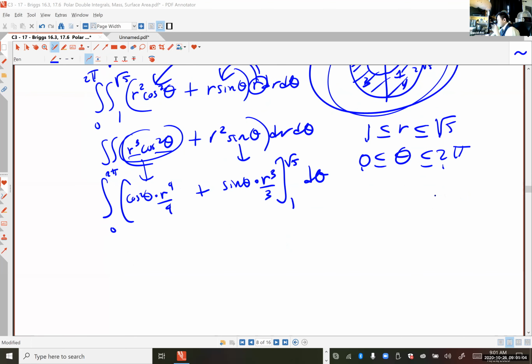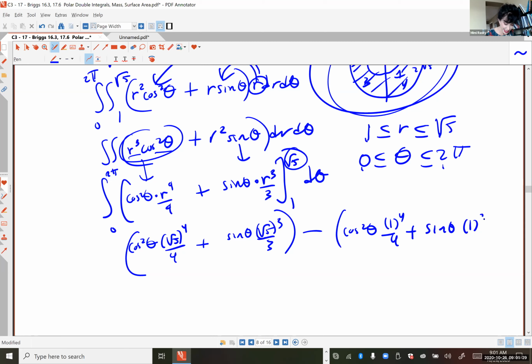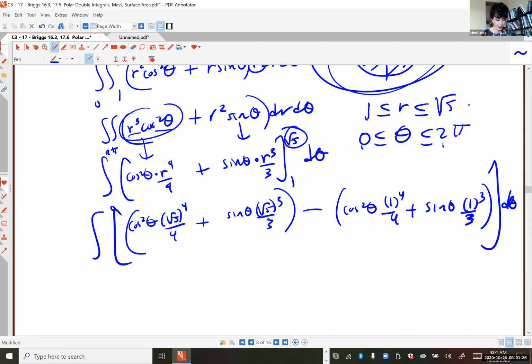So when you plug in that upper limit, square root of 5, I'm just telling you right now, it's not going to be pretty. You're going to have square root of 5 to the 4th, which is 5 times 5 or 25. But then this one, square root of 5 cubed, ugh. And then when you plug in the 1, well, that's not too bad. And so this whole mess is eventually going to get integrated with respect to theta.